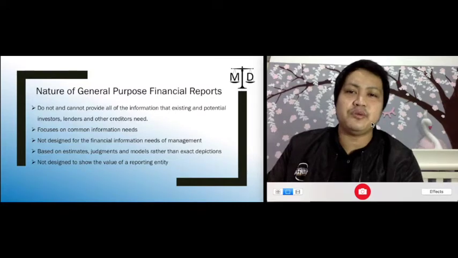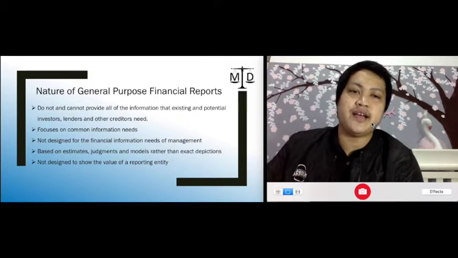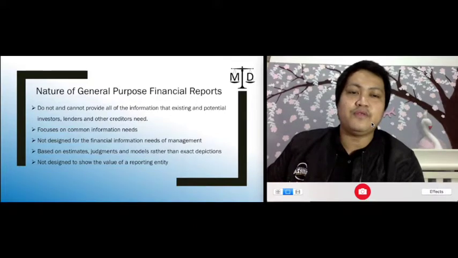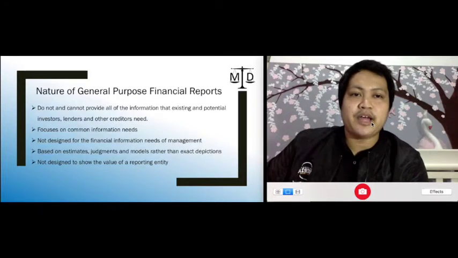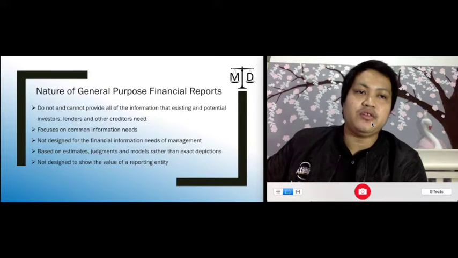Another important thing to remember in our financial reports is that it is based on estimates, judgments, and models rather than exact depictions. So this is more of a warning to our financial statement users that of course there has to be a margin of error. It is impossible to prepare timely information that does not use any estimate or judgment.